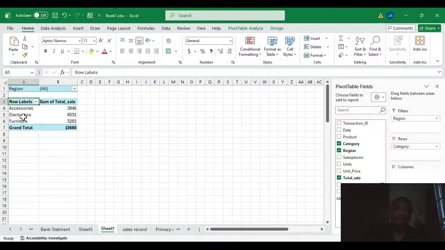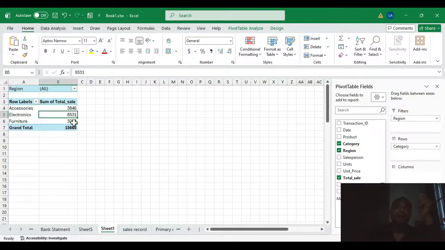So over here, in all the regions, I have accessories, I have electronics, I have furnitures. In the total sales, electronics sells more than any other items. So we can advise the company to actually prioritize electronics. That means they should ship in more electronics products to all their outlets.